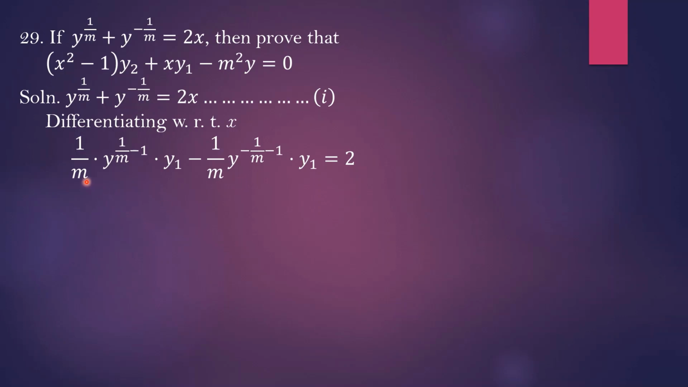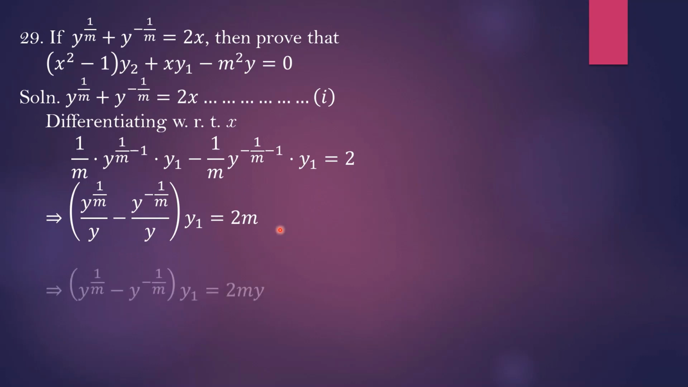Now you see, this m goes to the other side by cross product, here y1 can be taken common, and these two terms you use the index property. I will write y to the power 1 by m divided by y, and since there is a minus, divide here also. So y to the power 1 by m divided by y, and y to the power minus 1 by m divided by y, y1 is common and this is twice m. Okay, and after that you take this y cross product here. So 1 by m minus y to the power minus 1 by m into y1 is equal to twice my.